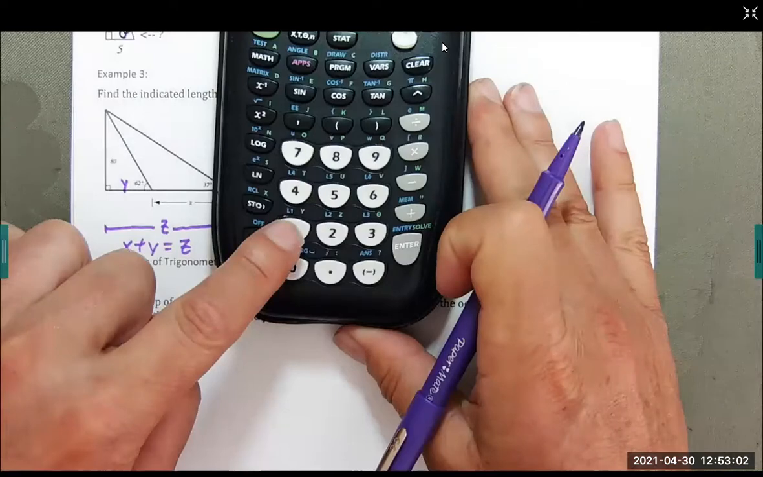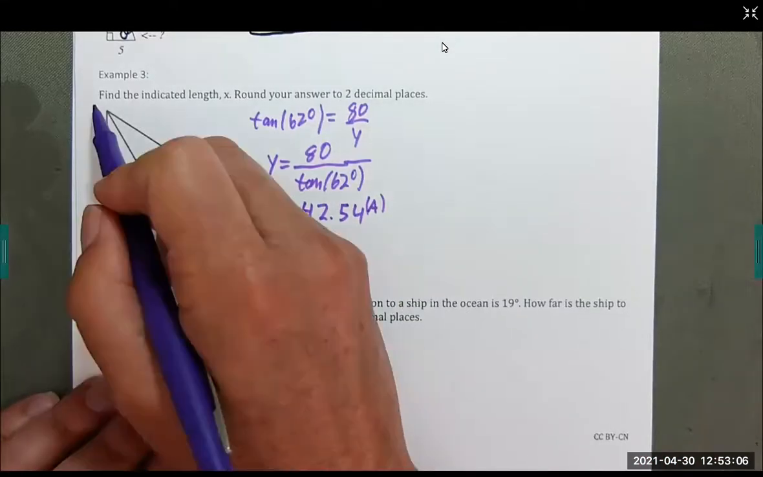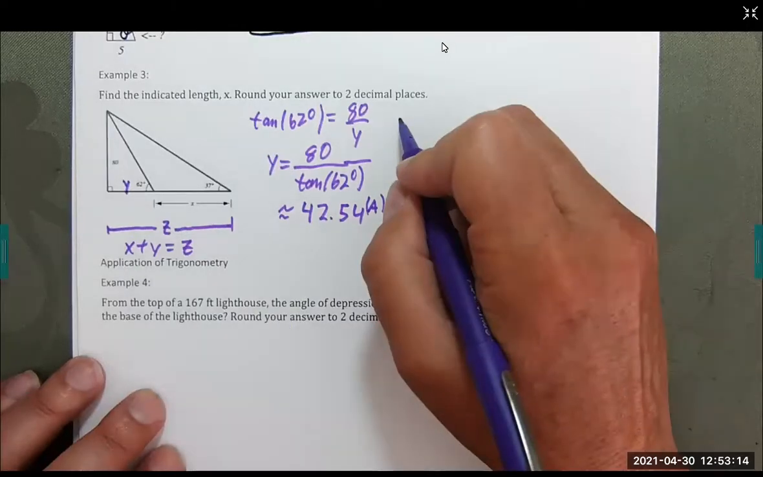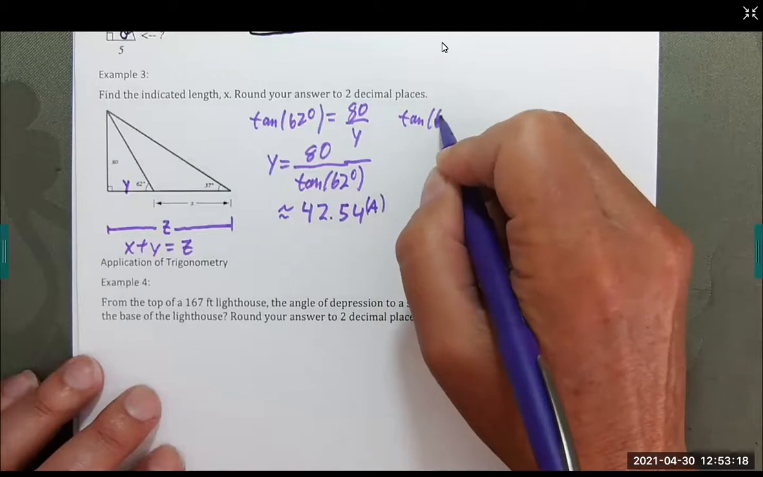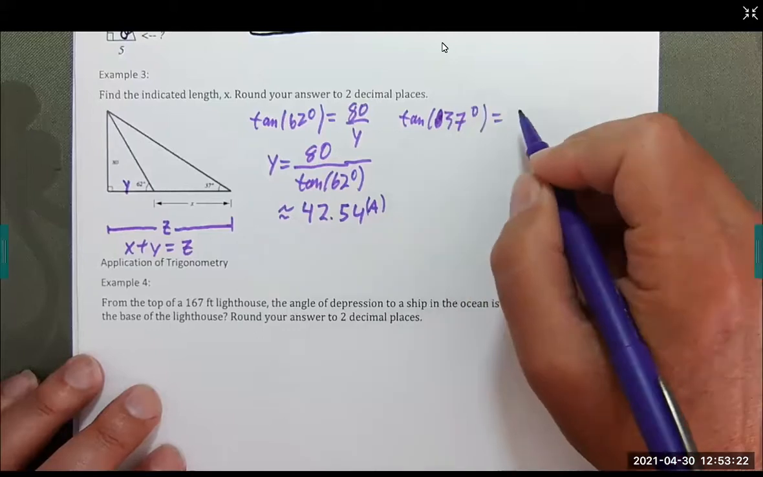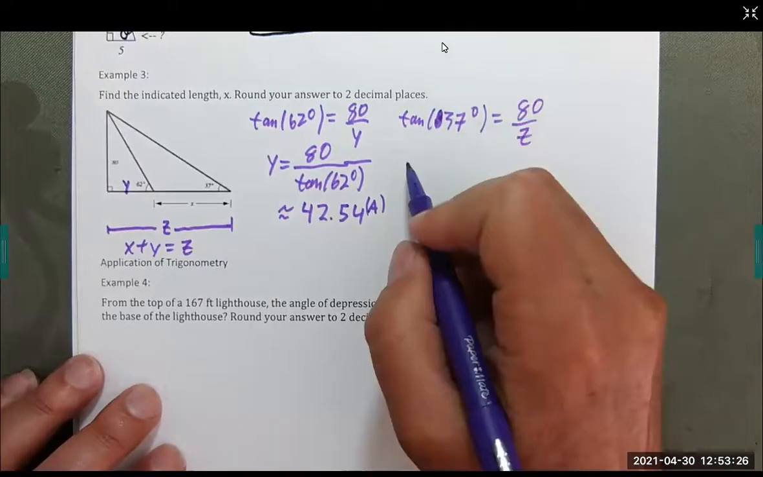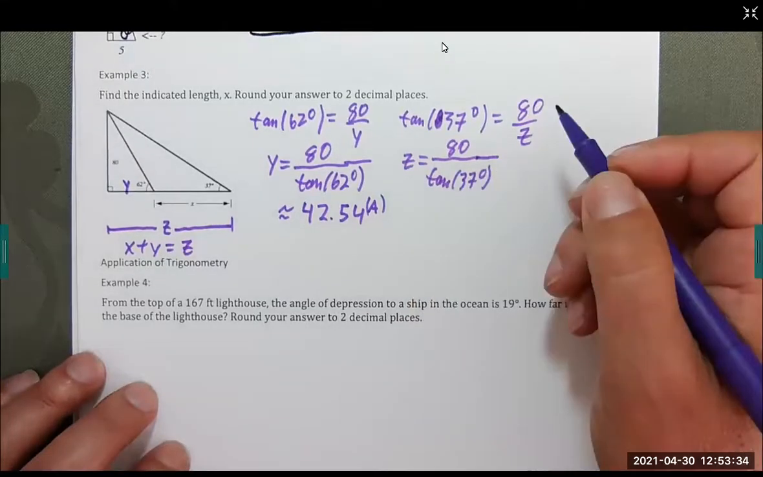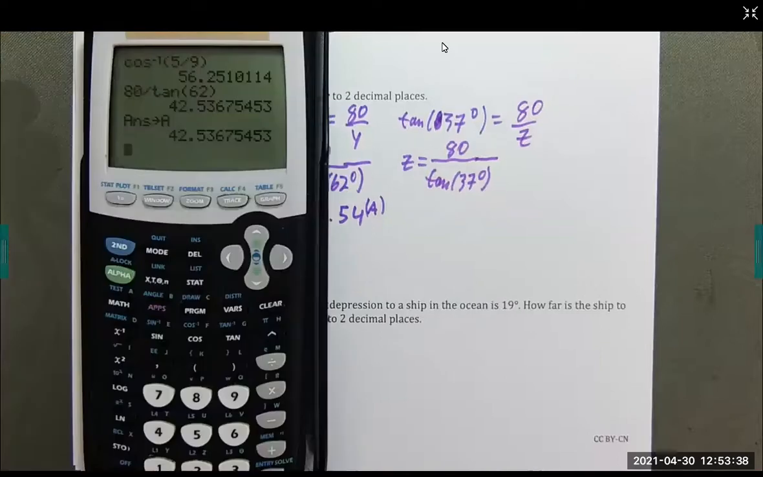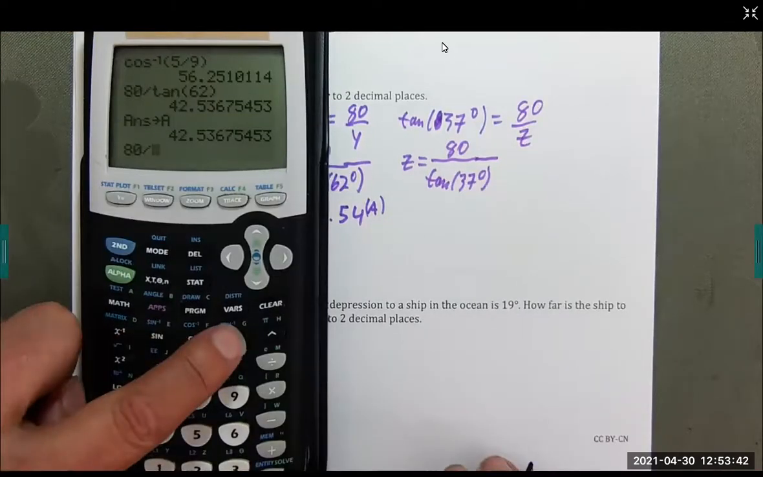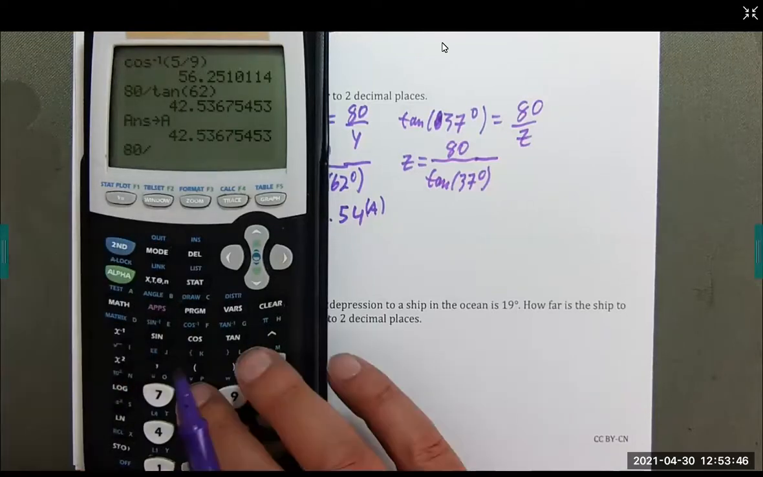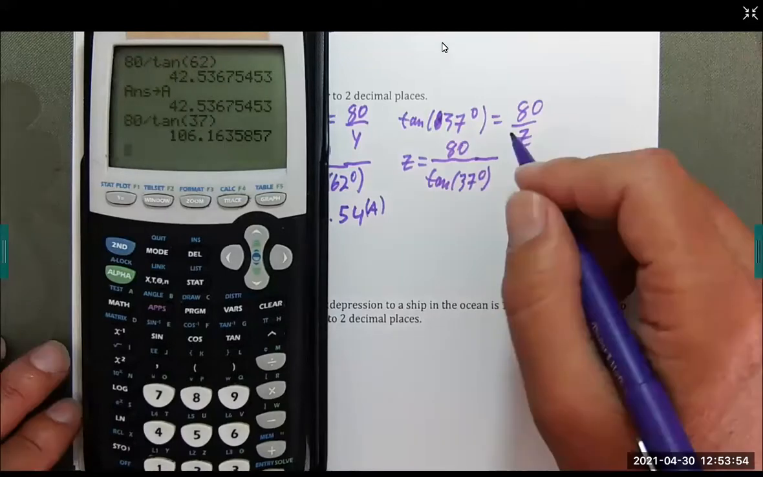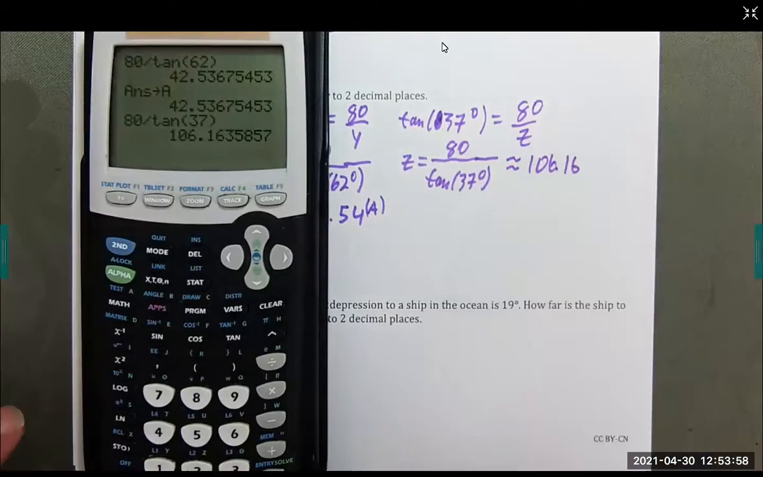Now I'm going to find Z. So now I'm looking at this big triangle. I'm going to take this angle here, and now I know the opposite, the 80, over Z, the whole thing. So that's once again tangent. Not 62 this time, it's 37 degrees equals the opposite, which is 80 over Z, which means that Z is 80 over the tangent of 37 degrees. All right, so 80 divided by the tangent of 37 degrees. That's about 106.16. And I'm going to store that as B.